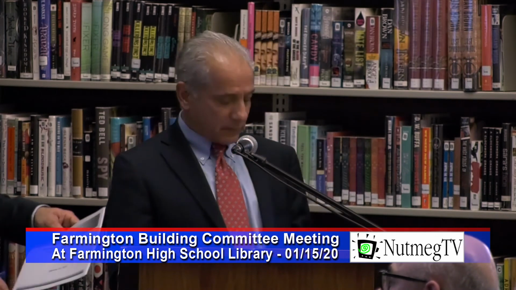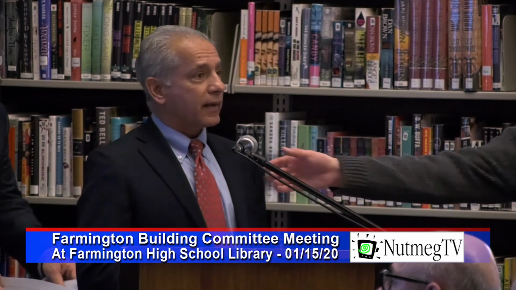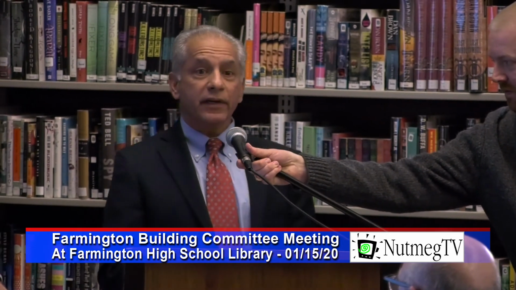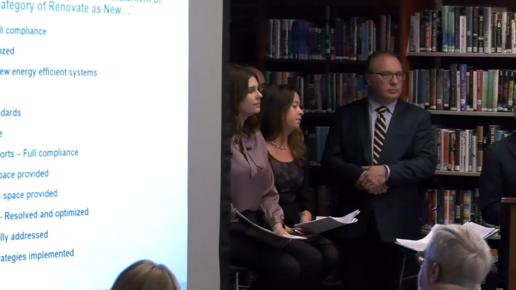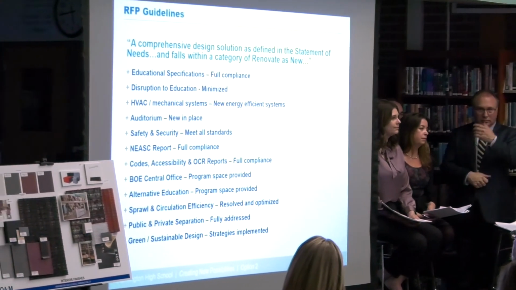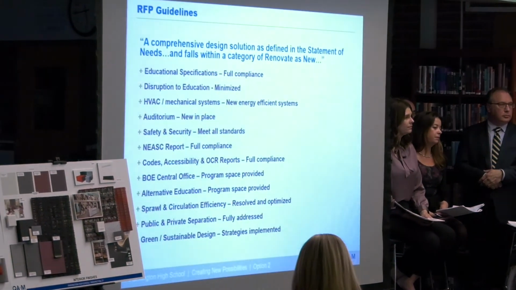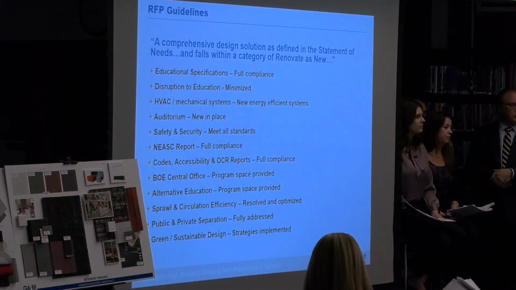We presented option one last week, and we're now going on to option two. And as you've all seen, option two is a very comprehensive solution to our project in Farmington. Some of the key differences between option one and two are we're going to need to meet the full requirements of educational specifications. We need to minimize disruption to education. We need to look at safety and security in the building. And then a couple of other components, which is the sprawl. Everybody talked about the sprawl, and certainly you can't address that when you maintain an existing building. Two other interesting components. We are addressing the district central offices and also alternative education, which were not part of the original option.